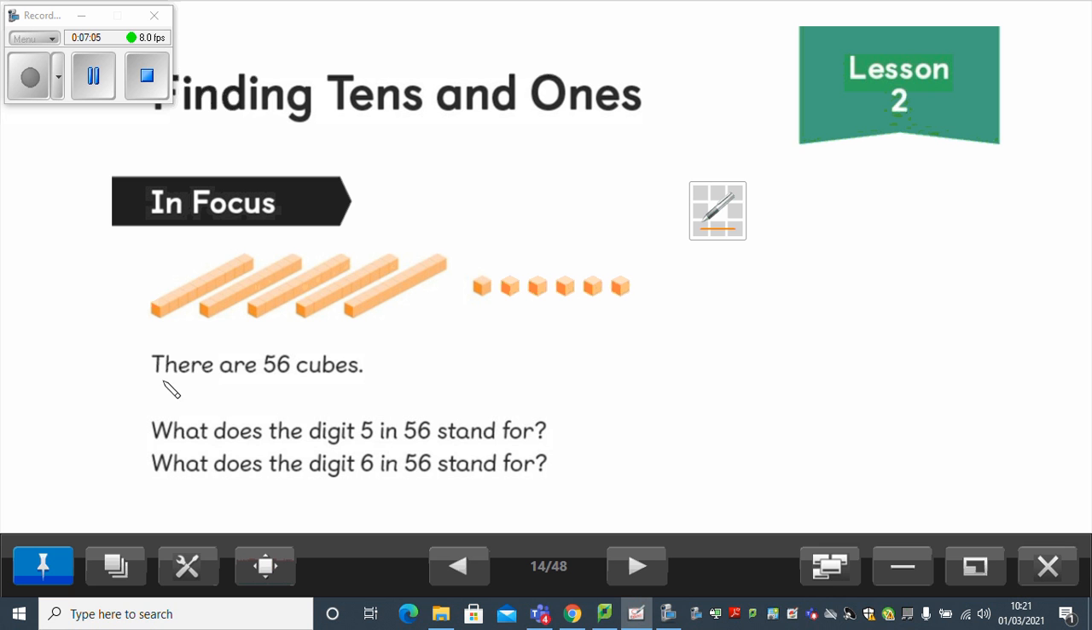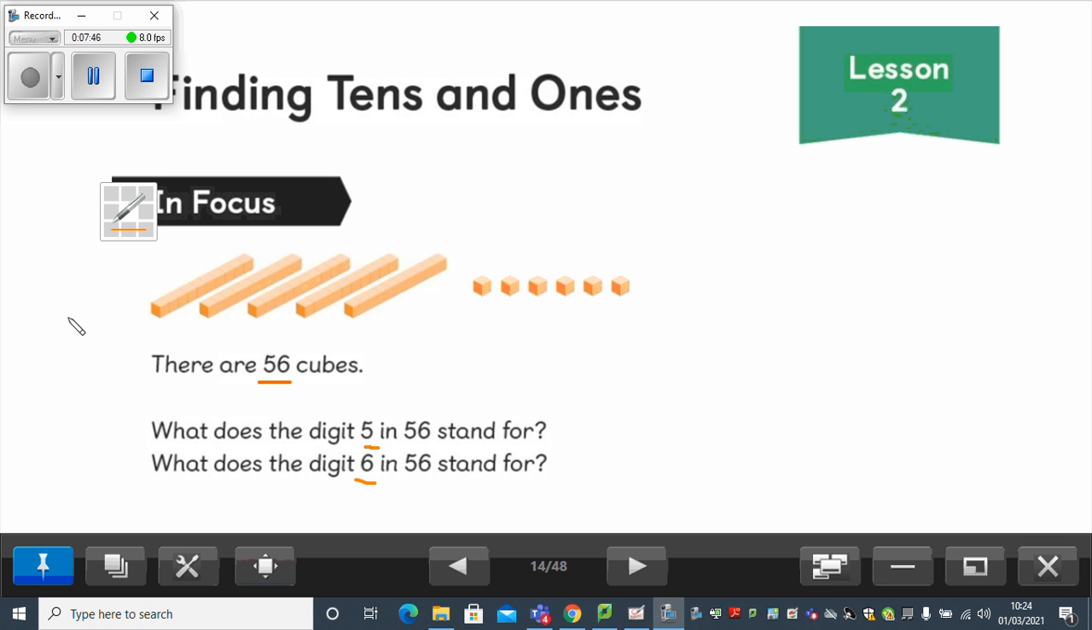And our in focus tells us that there are 56 cubes. But what does the digit 5 in 56 stand for? And what does the digit 6 in 56 stand for? So we can see that 56 is a 2-digit number. But what do those digits stand for? Pause the video and see if you can tell me what the 5 stands for and what the 6 stands for.